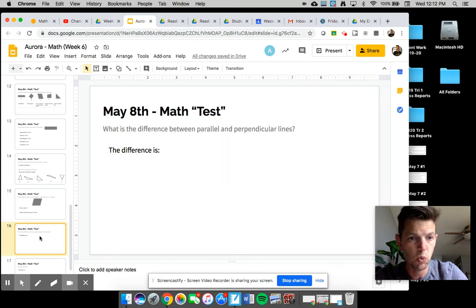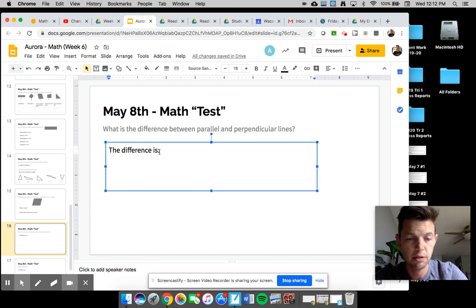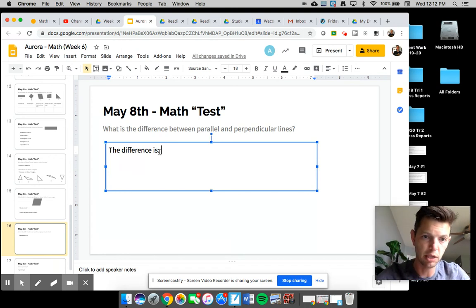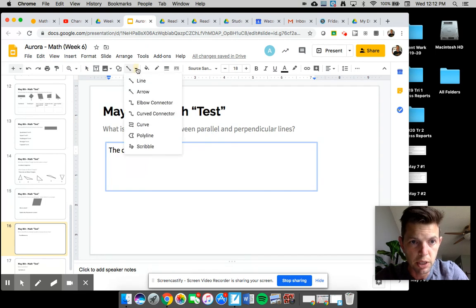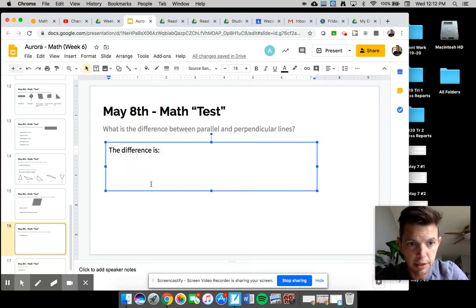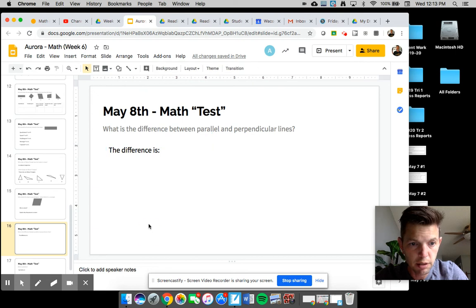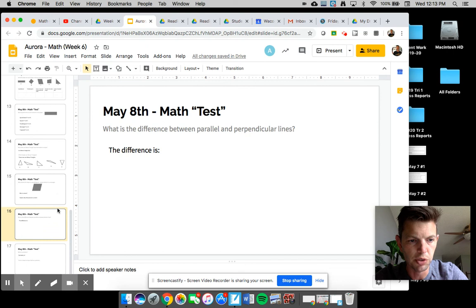Next slide says, what is the difference between parallel and perpendicular lines? So the difference is parallel has this, perpendicular has that. If you click up here on this little line, you can pick line, and then maybe you can't draw lines. I thought you could draw lines. Maybe you can't. I was going to say you could draw them in, but if you can figure that out, great. Otherwise, just use some words.